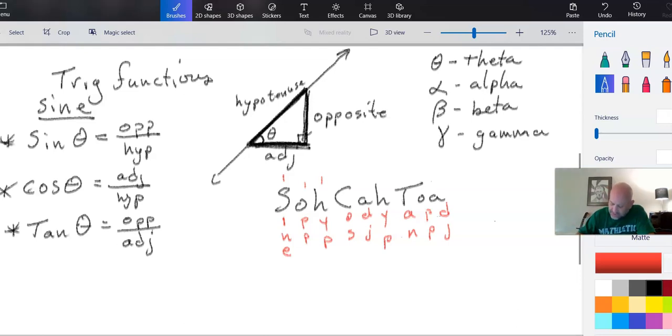Yeah, so the SOHCAHTOA thing is actually quite useful. I still think about it sometimes when I'm trying to figure out which trig function I'm going to be using for something. Quite often I'm still referencing that in my head.